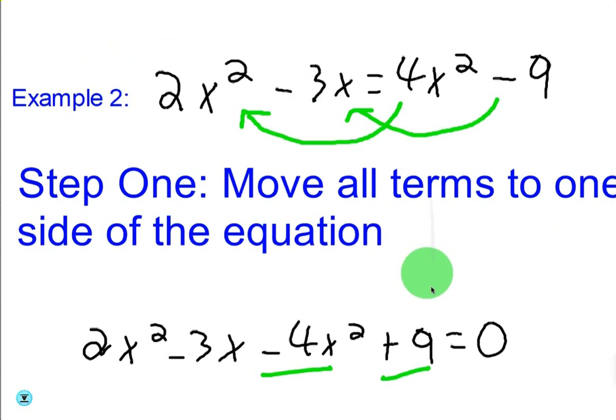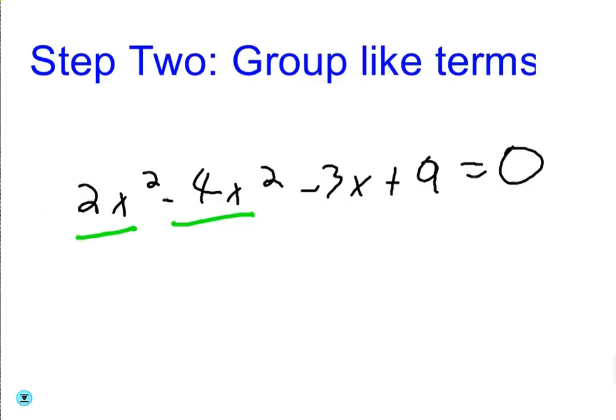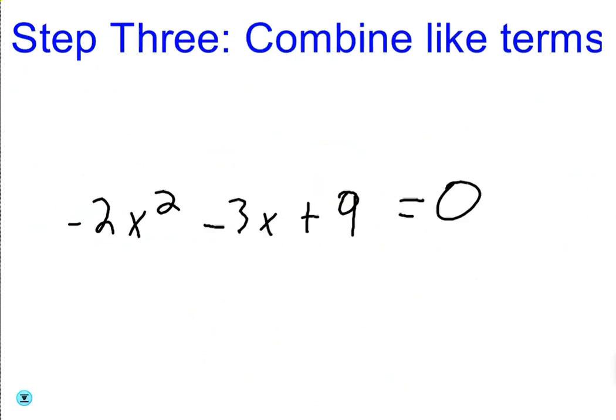So the first thing, like the previous example, is to subtract everything over. Again, on your worksheet, you should have all that done. Okay, so subtract 4x squared, add 9. And notice, these two don't combine. It's your x squared terms that will combine. So it'll be 2x squared minus 4x squared. The other two terms don't have anything to combine. But you do have 2 minus 4, which is going to give you negative 2x squared. So you'll get negative 2x squared minus 3x plus 9.